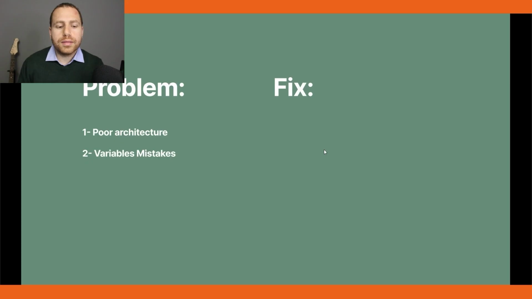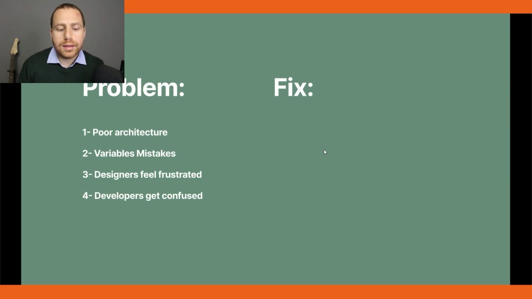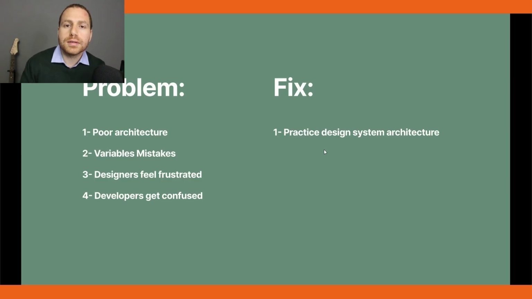There are lots of variable mistakes. They don't know how to use it properly. Designers feel frustrated because they take the system and they're not able to fulfill their requirements later on, and the developers feel very confused. This is the problem if you don't know how to build the proper architecture for the system. How to fix this? Practice design system architecture. See how other architectures are done. Practice using your hands. Practice often so that you understand how to build this properly.